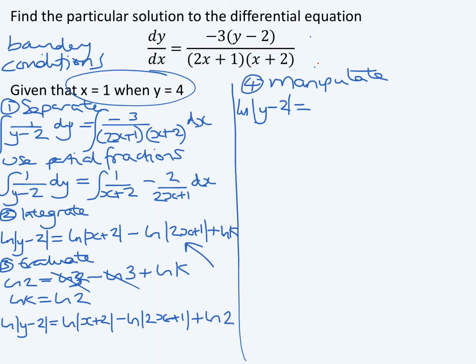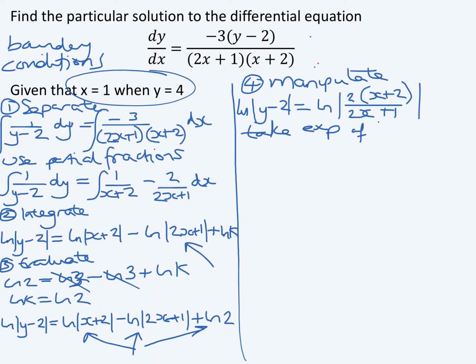So where you have logarithms that are added together, i.e. that one and that one, we can make that multiplied. So 2 times x plus 2. And then where you've got the logarithm that's subtracted, that becomes the division. So 2x plus 1. And the benefit of that is I now have a single logarithm on both sides, because remember the aim of the game is to make this y equals, so we need to get rid of that natural log, which we do by taking the exponential of both sides.